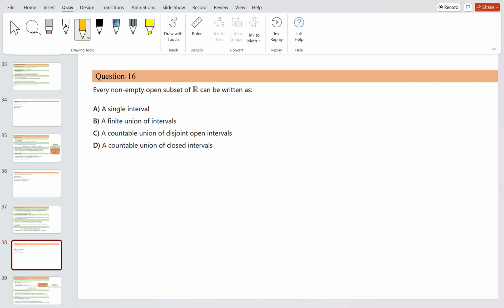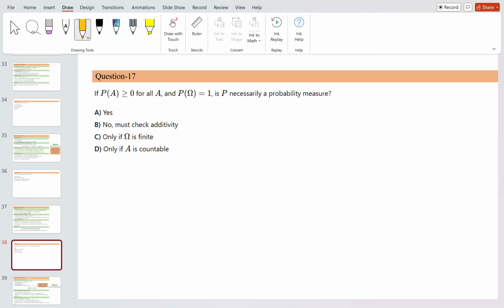Let's say probability spaces. So let's try to solve this. Try to solve this problem. This is from the probability space.